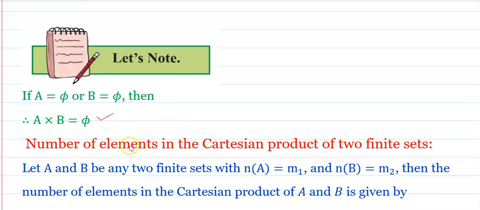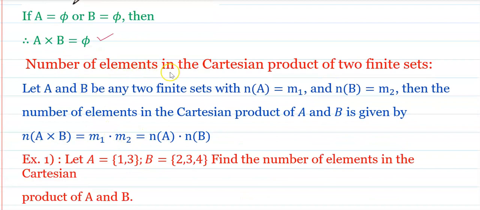Now the next is the number of elements in the Cartesian product of two finite sets. Let A and B be any two finite sets. Then n(A) equals m1, the number of elements in A is m1, and n(B) equals m2, that is the number of elements in the set B. Then the number of elements in the Cartesian product of A and B is given by n(A × B) equals m1 times m2, and that is nothing but n(A) times n(B).